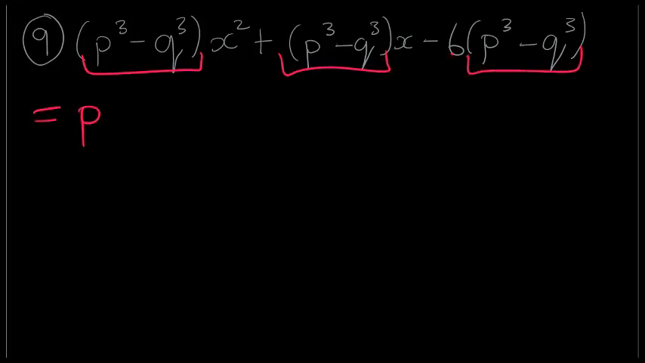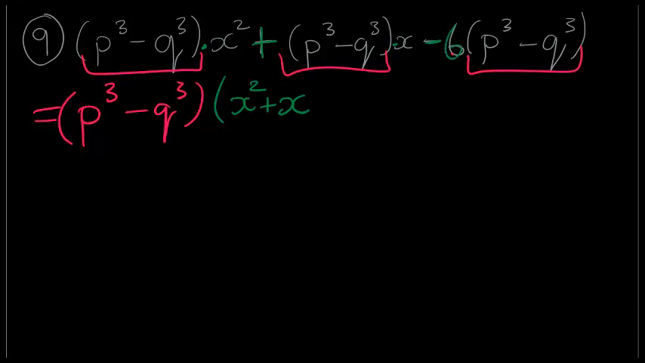If we take out our common factor, p cubed minus q cubed, what we have left, we're going to put in brackets. So remember the relationship between this bracket and that x squared is multiplied. So that's x squared. That is going to be x. So it's plus, that plus x, and then minus 6.